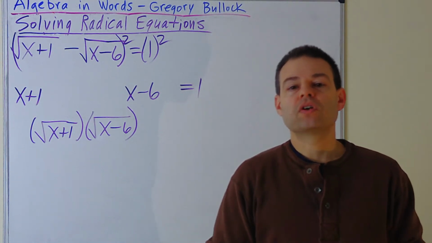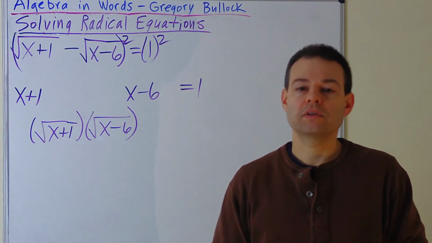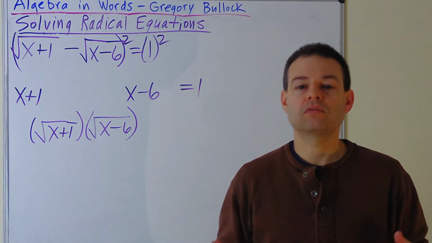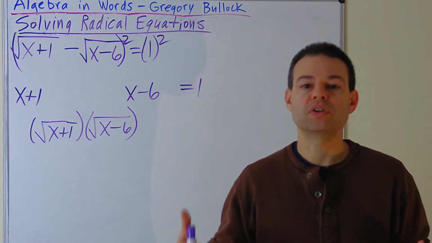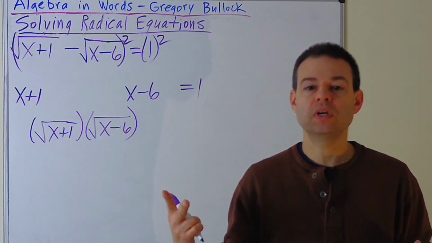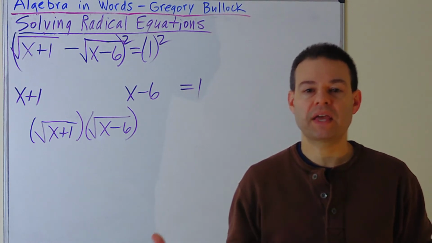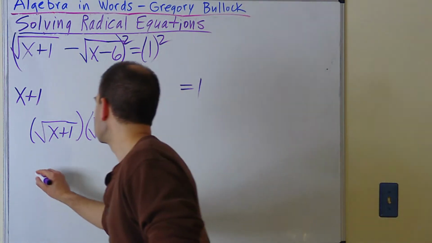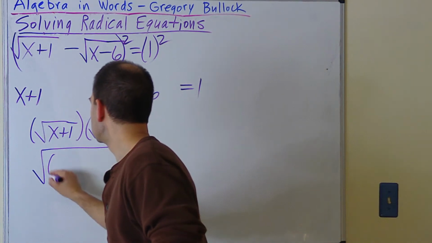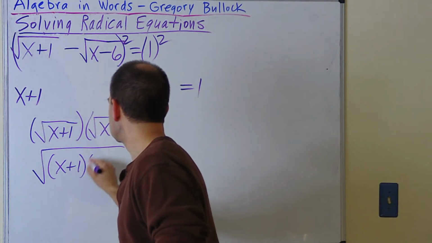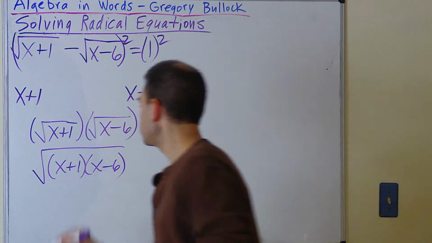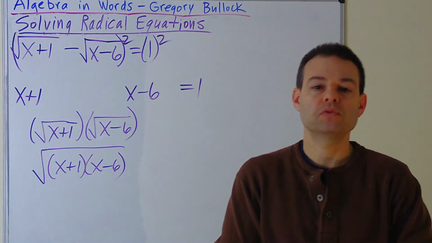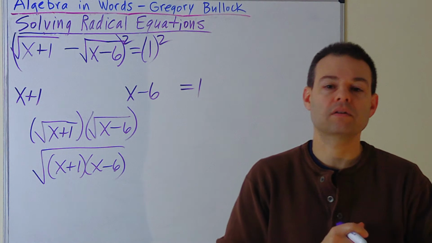And again, this is recalling the product rule for radicals, meaning if you're multiplying radicals with the same root, which these are both the same root 2, then you can multiply their radicands together under the same root. So it could look like this. That's what that becomes when we use the product rule for radicals.